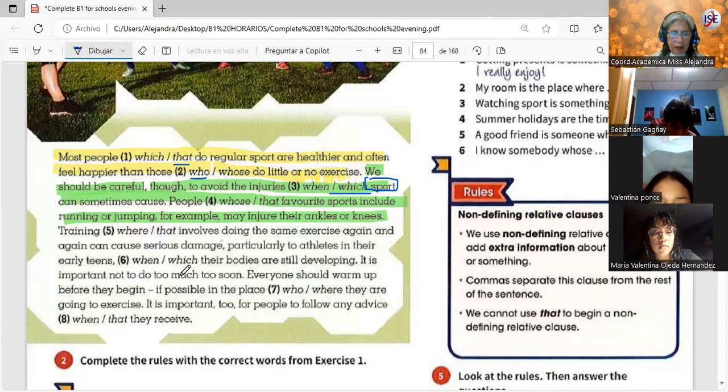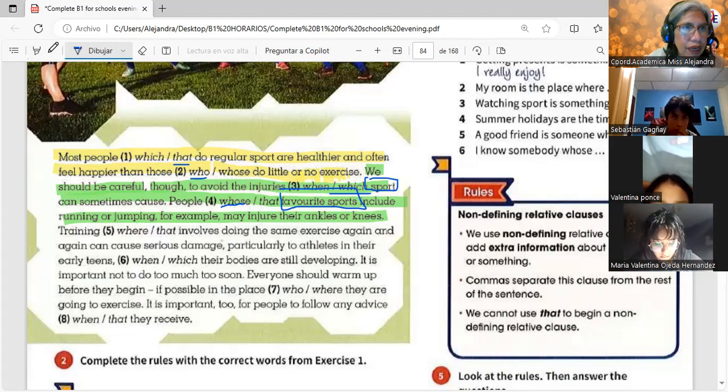People whose favorite sports include running or jumping, for example, may injure their ankles or knees. Okay? Let me put now for Maria Valentina.